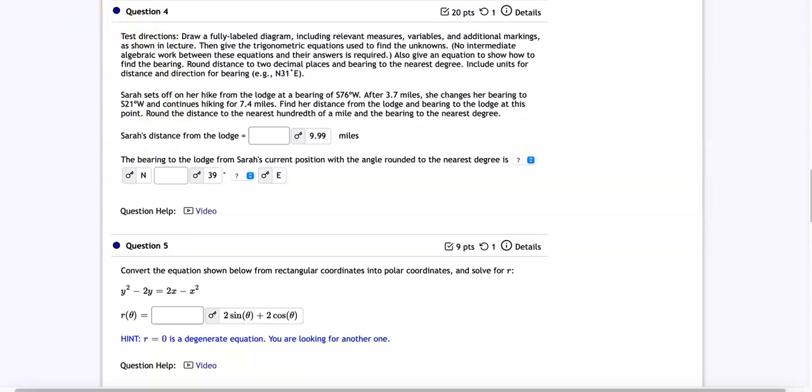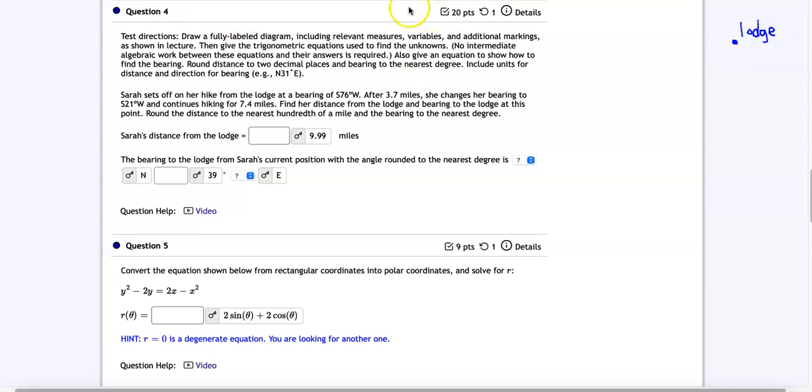Okay, so let's work through the diagram first for this problem. We want to start off with a lodge. The lodge doesn't have to be labeled, but I'm going to go ahead and label it lodge so we can keep track of where it is. We do need to have at least a point, though. And then we are going to be moving 3.7 miles, 76 degrees west of south.